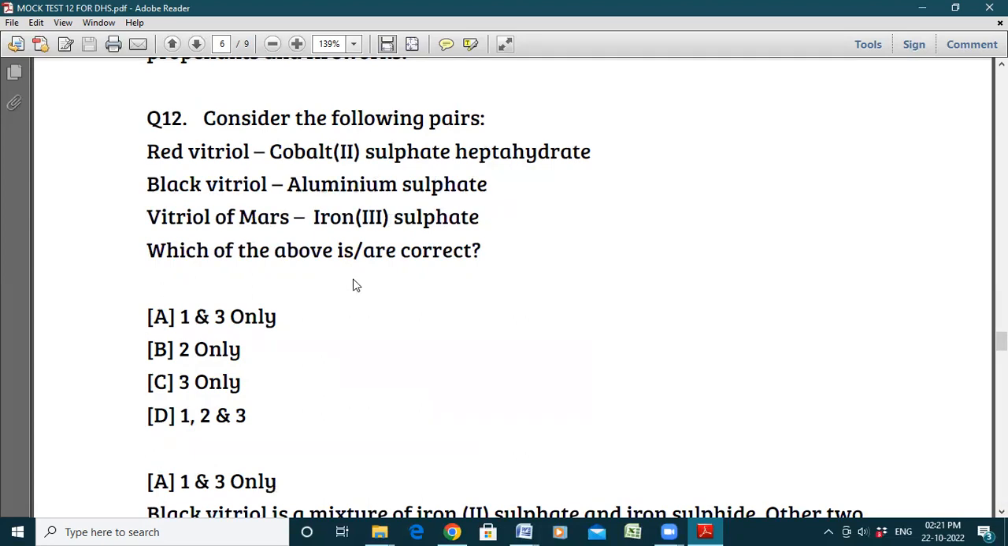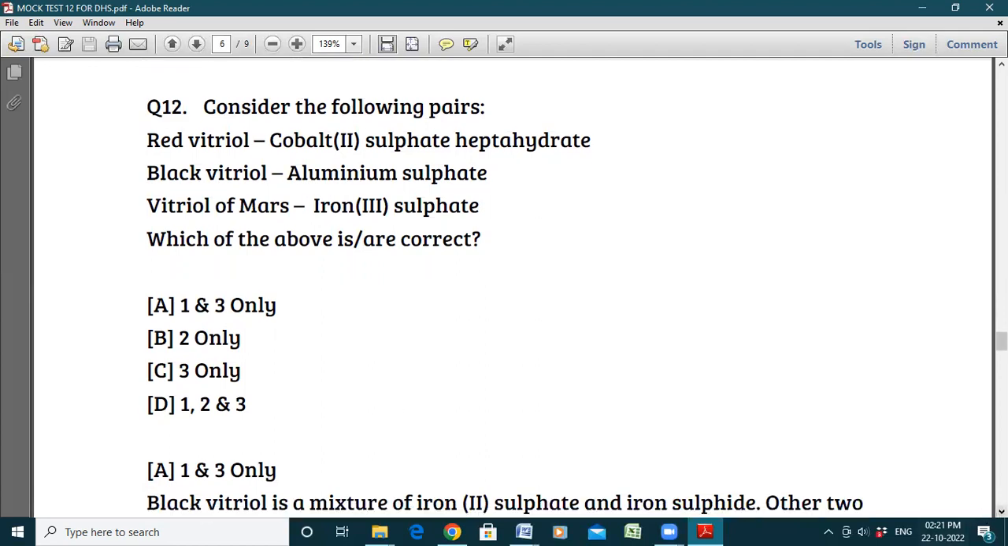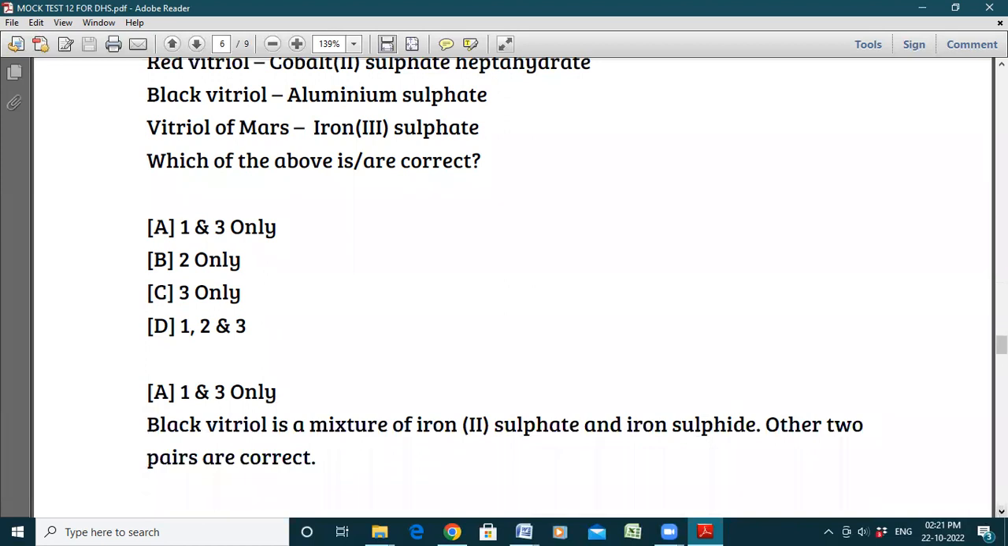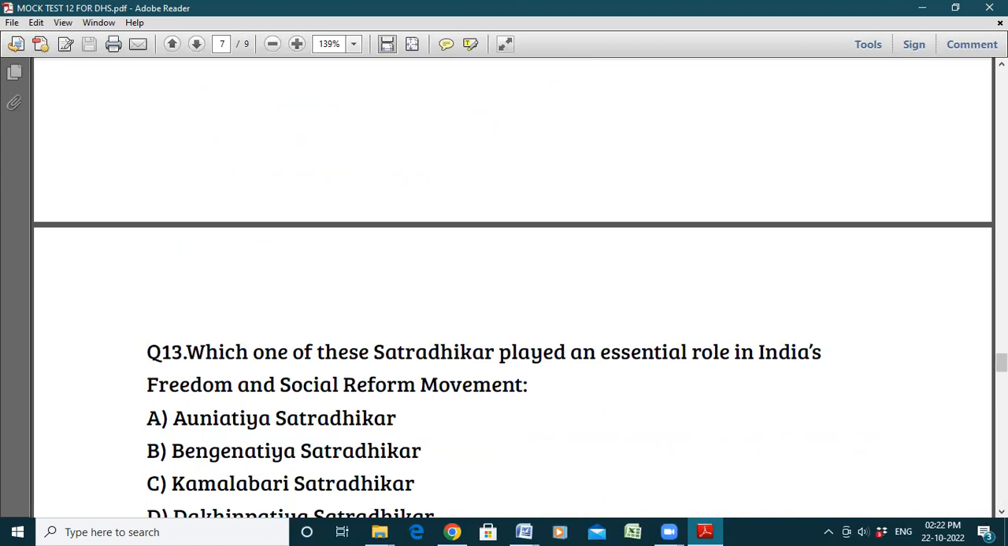So option A will be correct, 1 and 3 correct. Now what is black vitriol? Black vitriol is a mixture of iron sulfate and iron sulfide, not aluminum sulfate. Black vitriol is a mixture of iron sulfate and iron sulfide and other things. So option A is the correct answer.